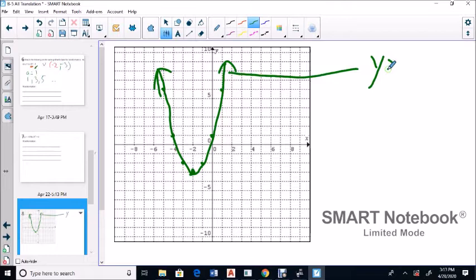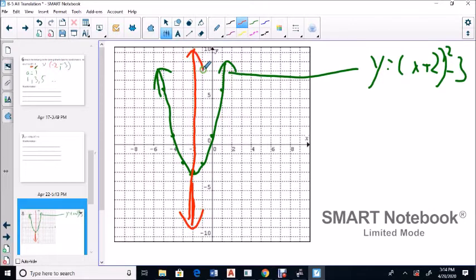Y equals, let's see, x plus 2 squared, okay, minus 3. Let's add the axis of symmetry while we're here. So it's right down the middle at -2. So it's actually x equals... Okay, and our axis of symmetry is x equal to -2.